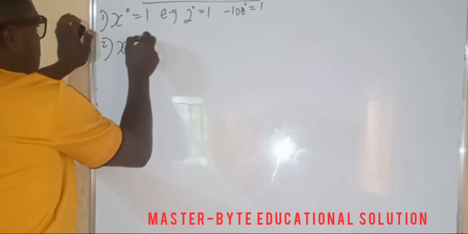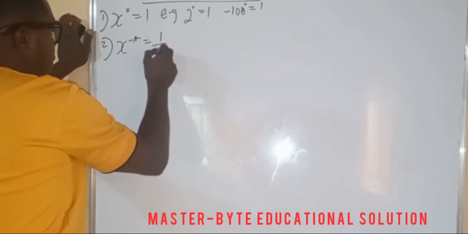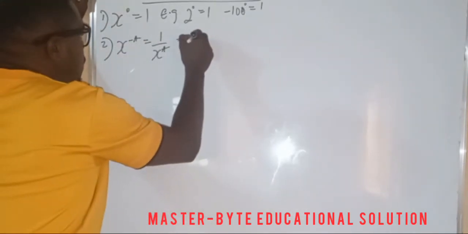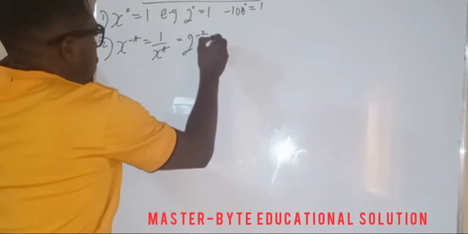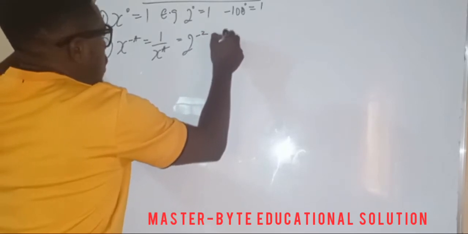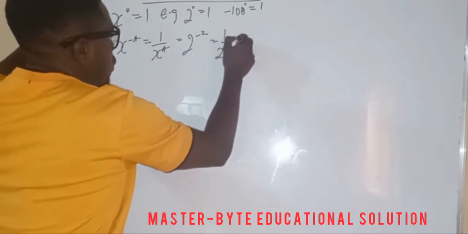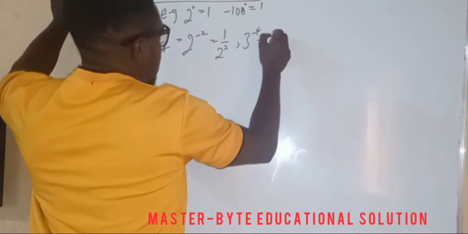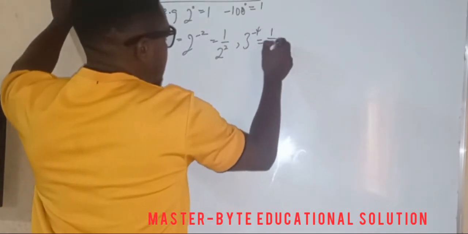Now, the second law says that x raised to power minus a is equal to 1 over x raised to power a. Meaning that if we have 2 raised to power minus 2, it is the same thing as 1 over 2 raised to power 2. Another example says 3 raised to power minus 4 is the same thing as 1 over 3 raised to power 4.